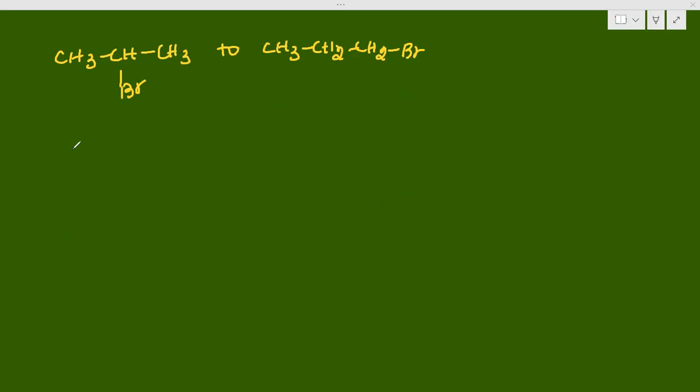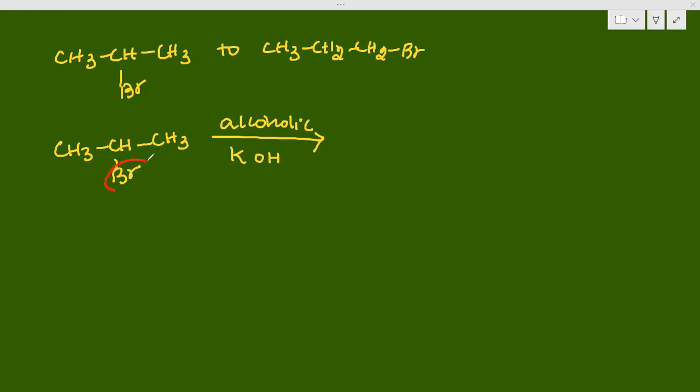First, we want to do dehydrohalogenation and write the structure. 2-bromopropane: second position bromine, with methyl groups. We do this in the presence of alcoholic KOH. Keep it in your mind, students. With alcoholic KOH, dehydrohalogenation takes place: the bromine atom is removed from this carbon atom and a hydrogen atom is removed from one of the methyl groups. We will get the product CH3-CH=CH2. This is propene, right?